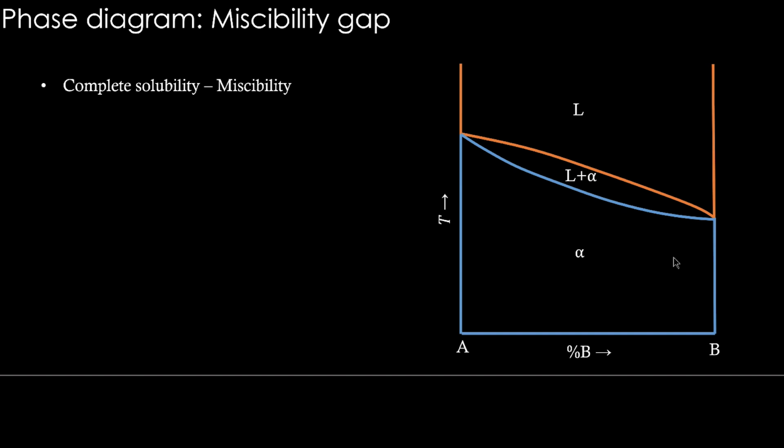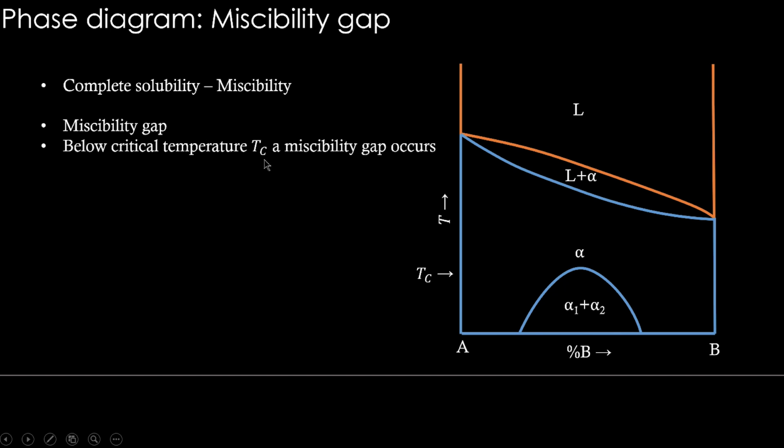We saw in the previous class about complete solubility in solid state, and we called it miscibility. What is miscibility gap? Miscibility gap is like this: below a certain temperature Tc, single phase alpha is not stable and it becomes two phases, alpha 1 and alpha 2. Right? So below a critical temperature Tc, a miscibility gap occurs. So two phases form, alpha 1 and alpha 2, in solid state.